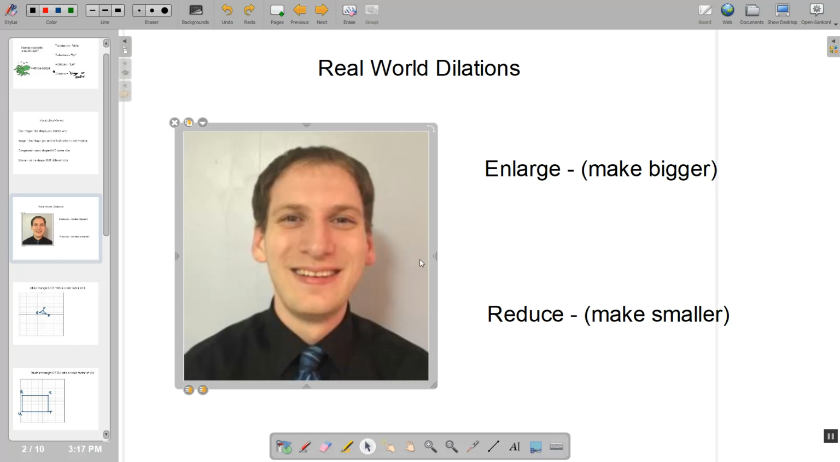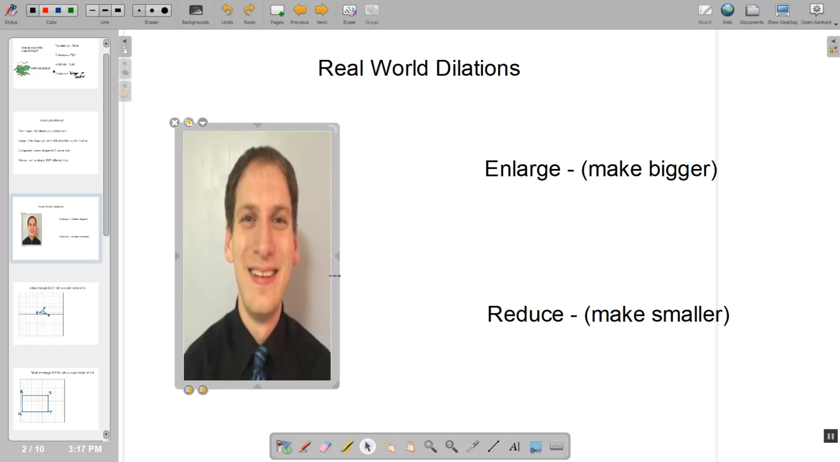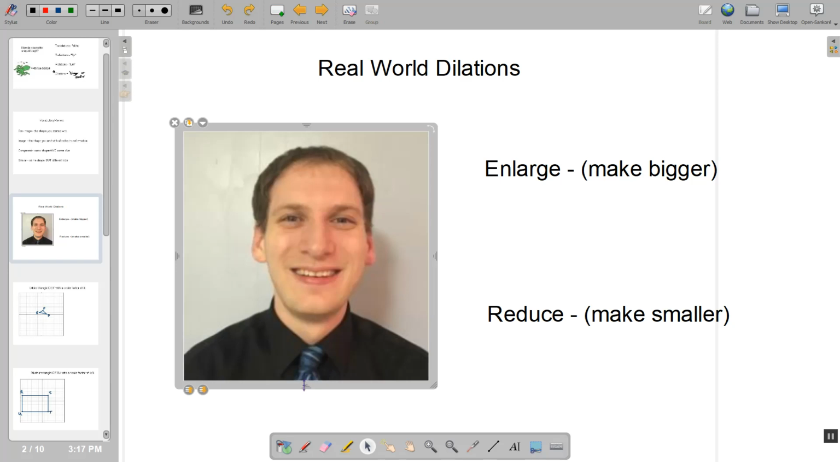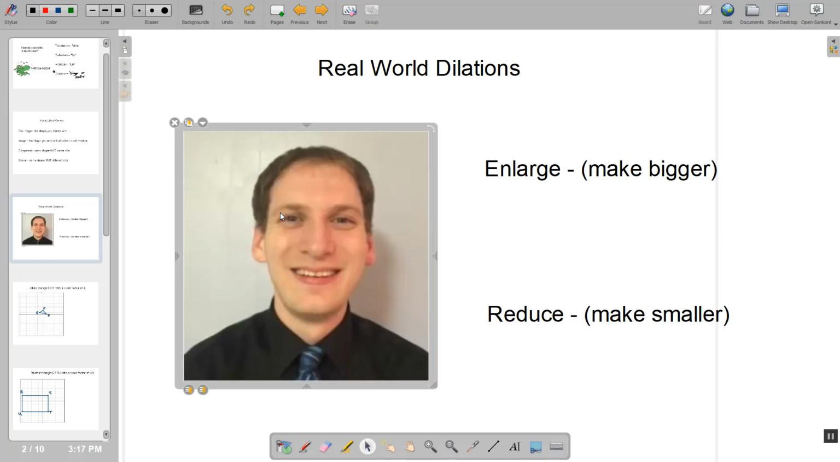So if I pulled at one of these corners instead, it changes the shape of what we're looking at. And so that is not a dilation. Also, if I pulled it in this direction here, that is also not a dilation. So in order to be a dilation, the shape must stay the same, but the size will change.